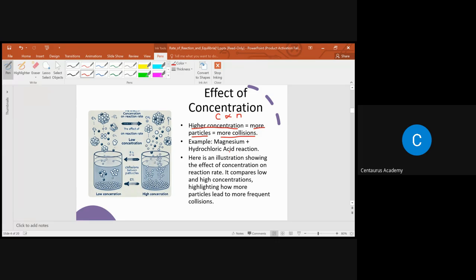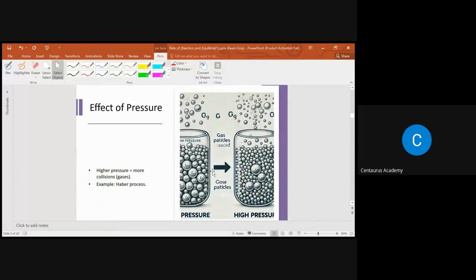So we can say that concentration and rate are directly related to each other. If you increase the concentration, the rate of reaction also increases. If you decrease the concentration, the rate of reaction also decreases. Similarly, the effect of pressure comes into play in gaseous phase reactions, where the reactants and the products are in the gaseous state.